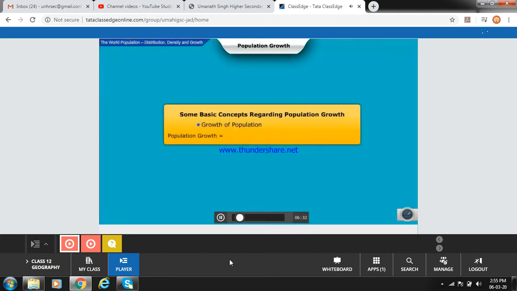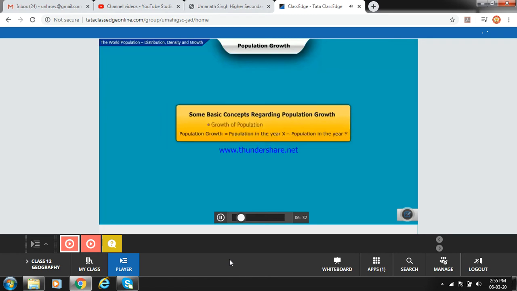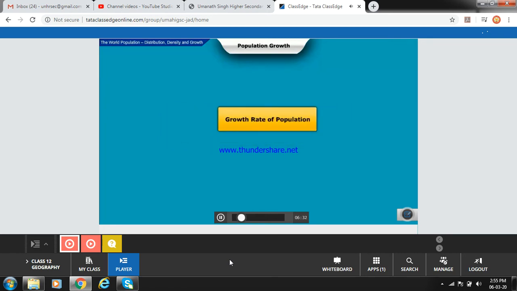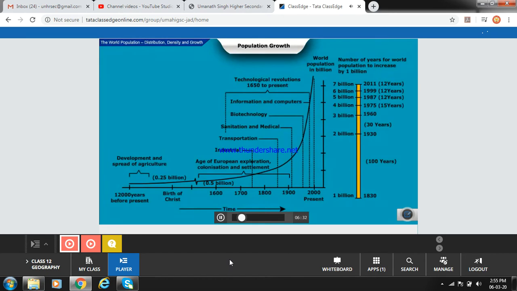This population growth is measured as population growth equals population in the year X minus population in the year Y. Growth rate of population. Population growth can be expressed in terms of percentage or in terms of absolute number.